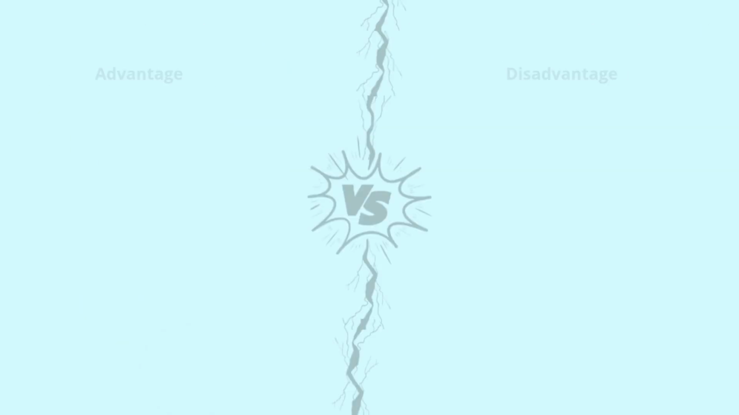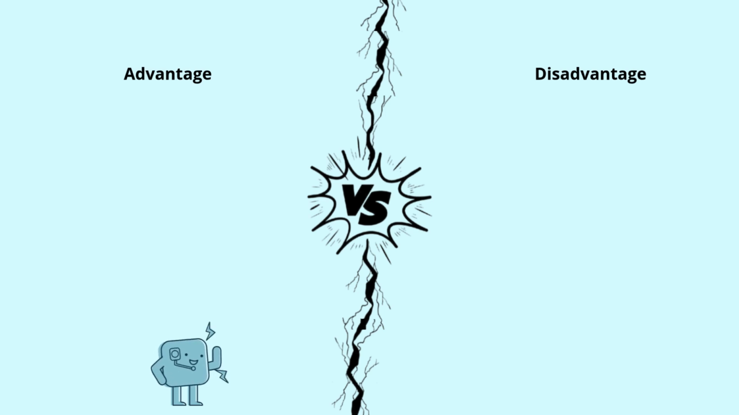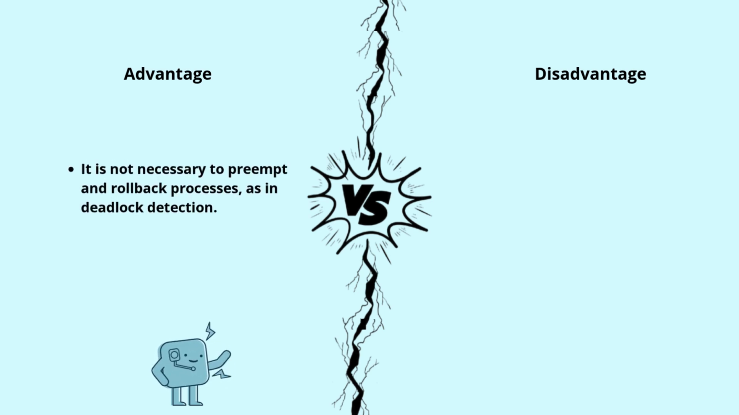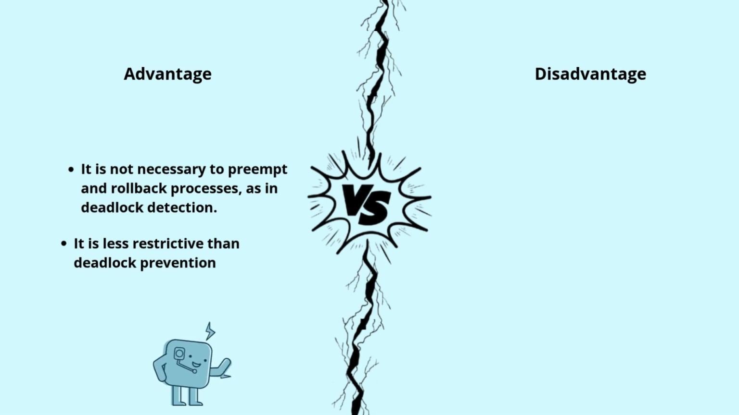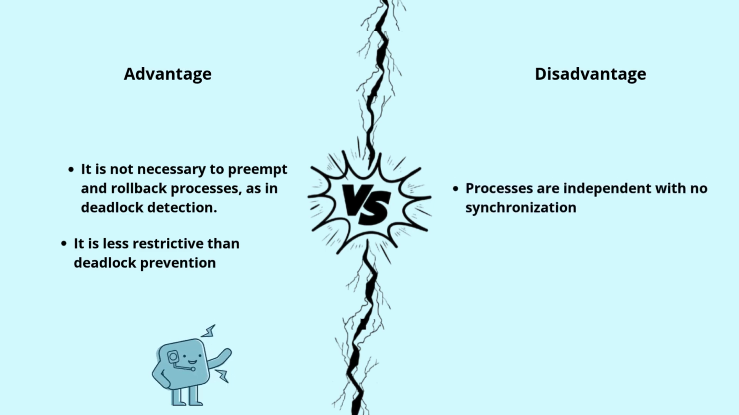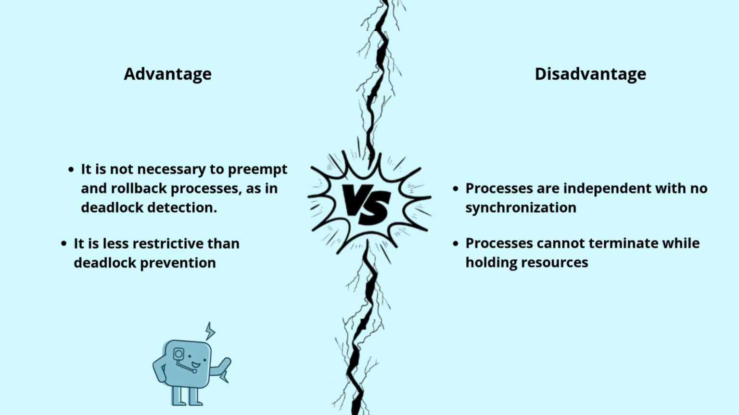Lastly, the advantages and disadvantages of deadlock avoidance. First advantage, it is not necessary to preempt and rollback processes, as in deadlock detection. Second, it is less restrictive than deadlock prevention. And then for the disadvantages, processes must be independent with no synchronization, and processes cannot terminate while holding resources.